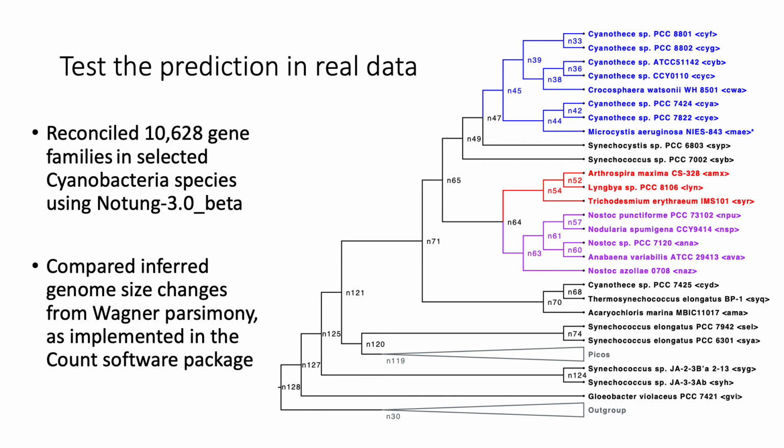To test our prediction and better investigate the differences between reconciliation and Wagner parsimony for ancestral reconstruction in real data where horizontal gene transfer is frequent, we reconciled over 10,000 gene trees sampled from cyanobacteria species using Notown. The results were compared with ancestral gene counts inferred with Wagner parsimony using Count. And for now, we will focus on this part of the tree.